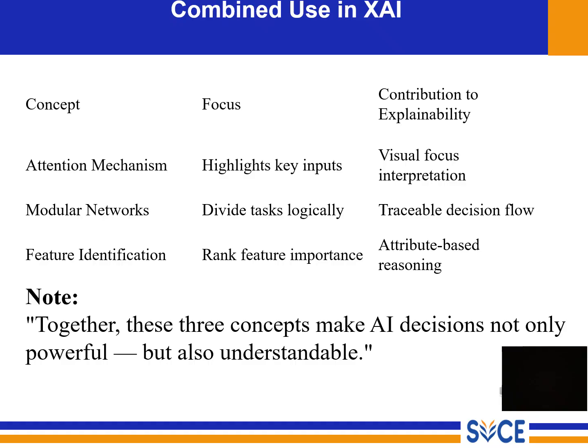So the first one, attention mechanism: where did the model look? Second one, the modular network: how did it decide? Third one, the feature identification: why did it decide that way? Together, the three concepts make an AI decision not only powerful but also understandable.